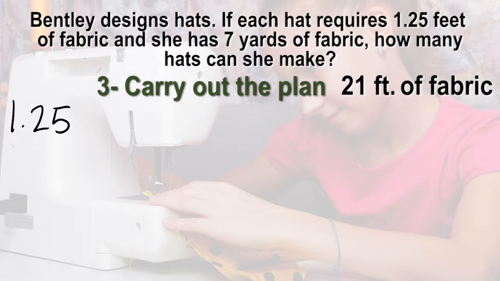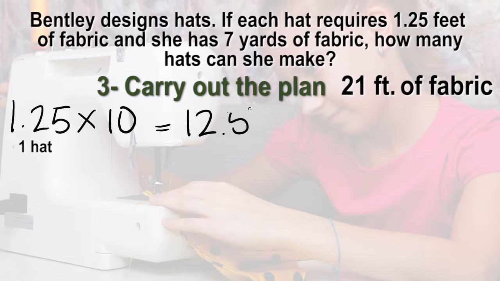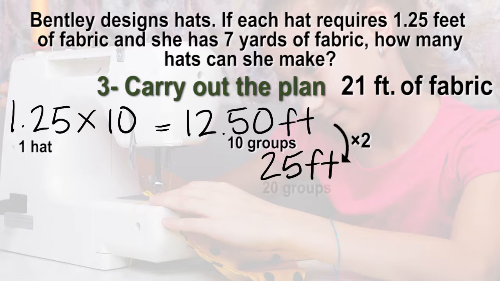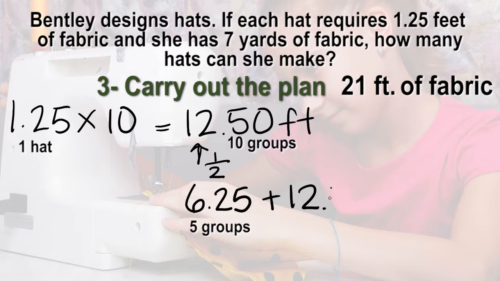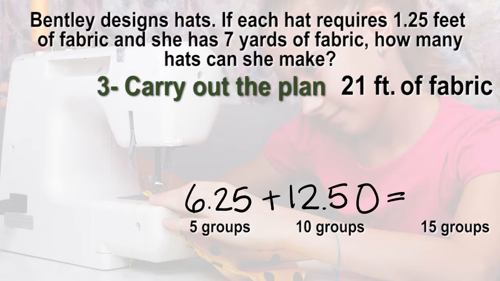Now that we know there's 21 feet of fabric, we need to find out how many groups of 1.25 feet we can make, which is the amount of fabric needed to make 1 hat. If we multiply 1.25 by 10, that equals 12.50 feet. How about we double that? That would be 25 feet, which is too big. Let's take 1/2 of 12.50, or 5 groups of 1.25, which is 6.25. If we add 12.50 and 6.25, that would be 15 groups, which equals 18.75 feet.